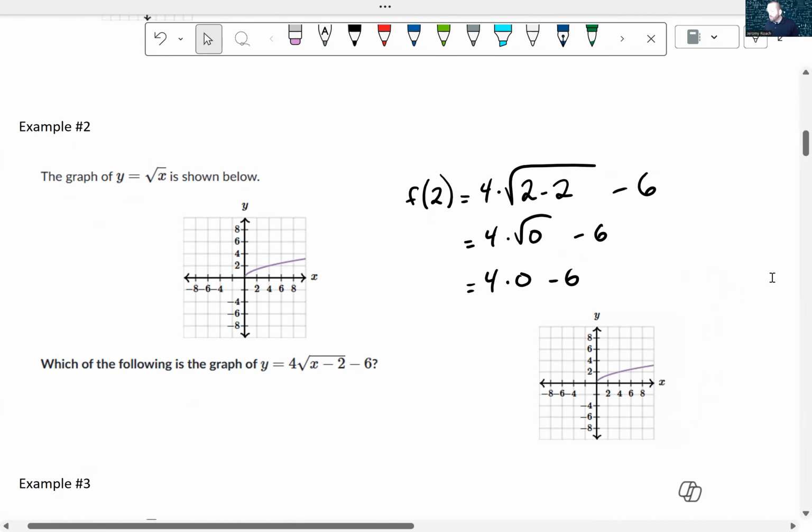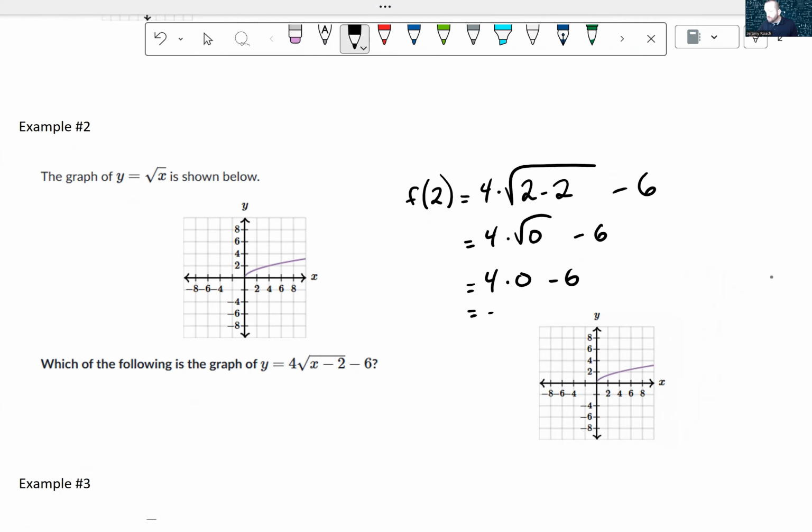All right. So continuing this, f of 2, we have 0 minus 6. That's just negative 6. So we know the point (2, negative 6) is on our graph. So we'll plot that point. And we can start plotting some other points as well, just to get a good estimation of where all this information would go.